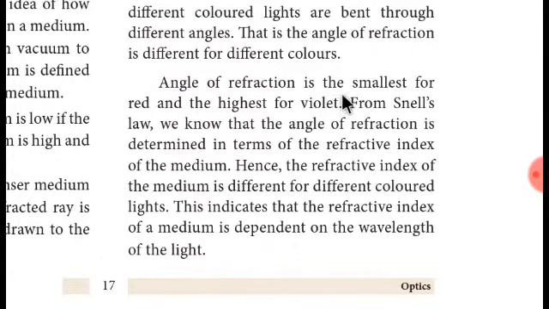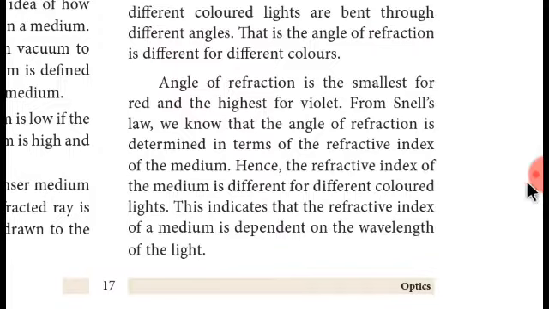Then, angle of refraction is the smallest for red. See, I actually explained here. Red will have 10° and violet will have, what is that, 20°, I guess, 20°. Angle of refraction is the smallest for red and the highest for violet. Red will have a lesser angle of refraction than violet. Yeah, this is good now.